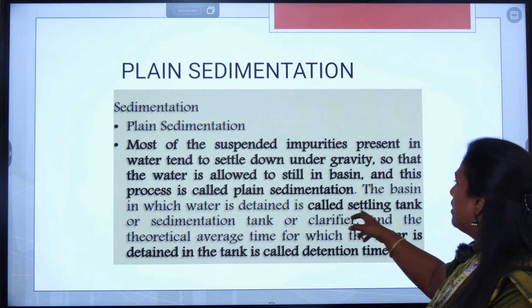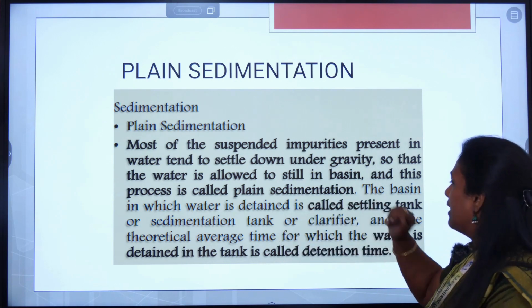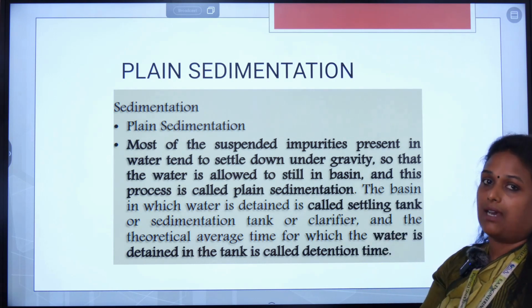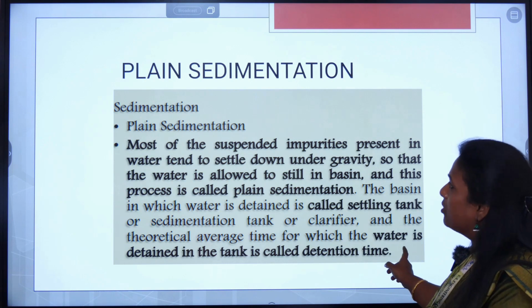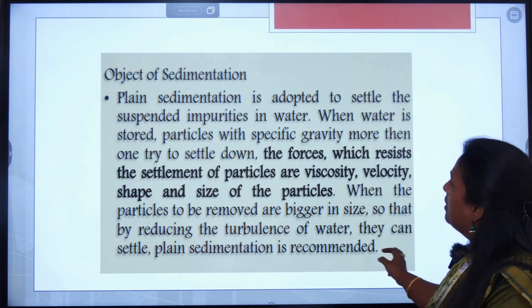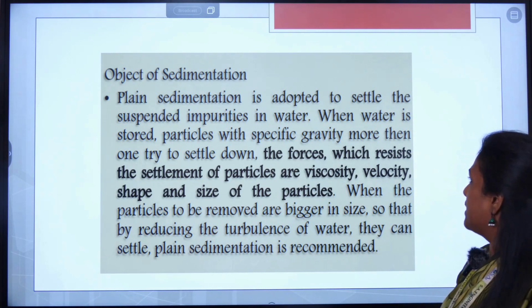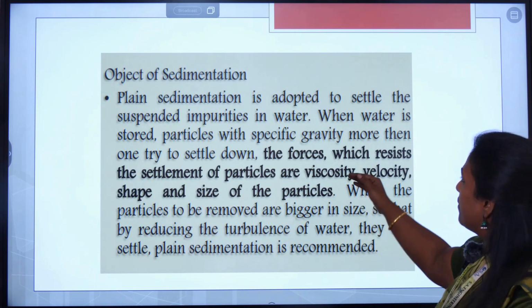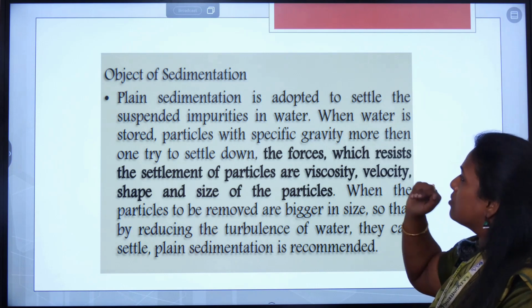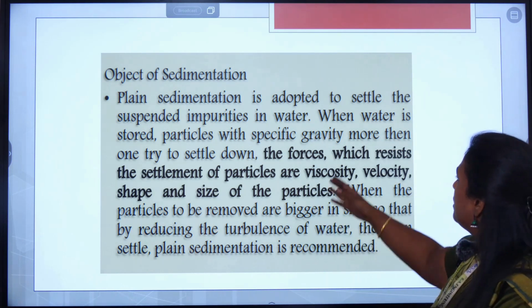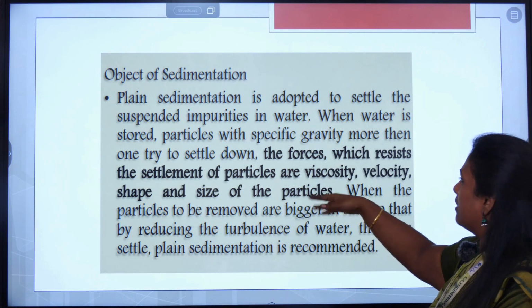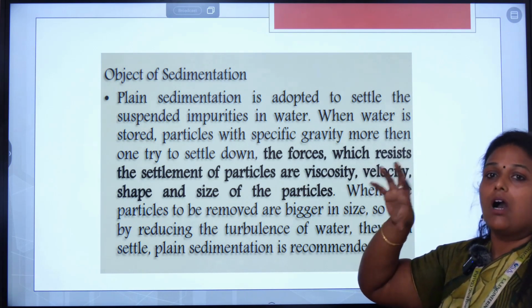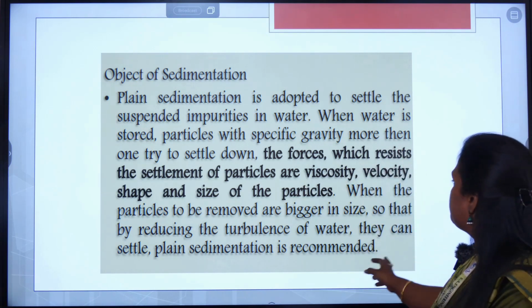This basin is also called a settling tank, sedimentation tank or clarifier, and the time required for the water to stay in the tank is called the detention time or the detention period. So what is the objective of sedimentation? We need to make the suspended particles settle down, which have a specific gravity of more than 1. The problem with settling is the forces which resist the settlement of particles: viscosity, velocity, and the shape and size of the particles. That matters for how the settling takes place.